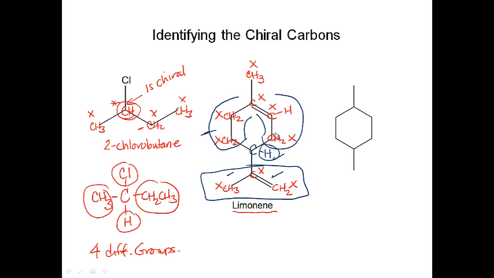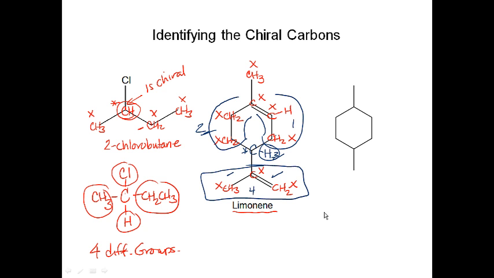It's not just this CH2, it's what's attached to it. What's attached to this CH2? A C double bond H. What's attached to this CH2? A CH2. Are those two groups the same? Nope, they're not the same. So therefore, this group is different than this group, is different than the hydrogen, is different than the C double bond group. So therefore, this is a chiral carbon.